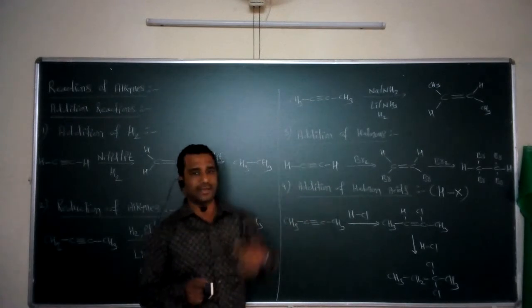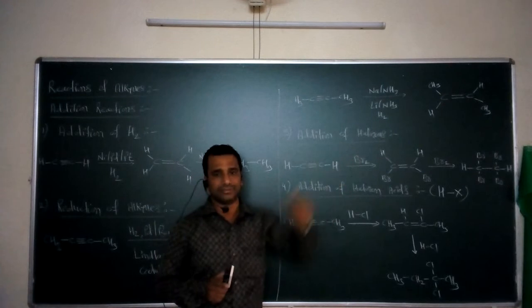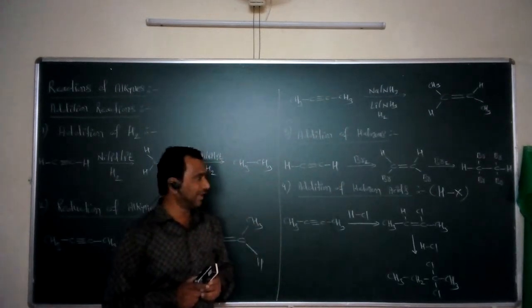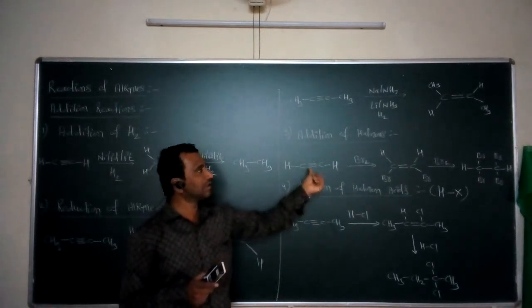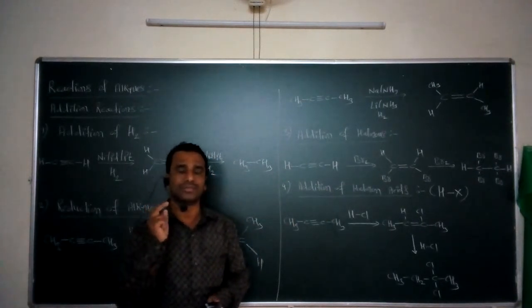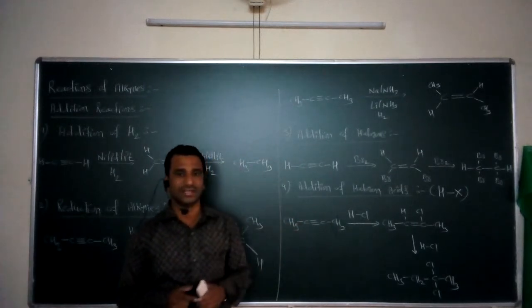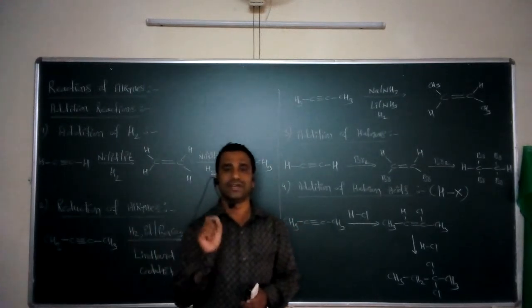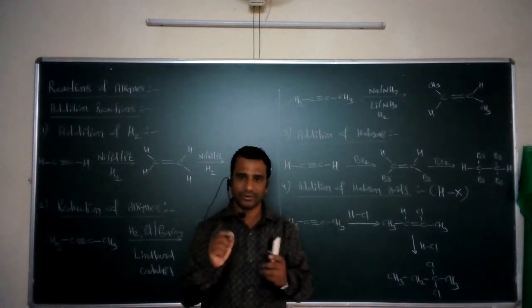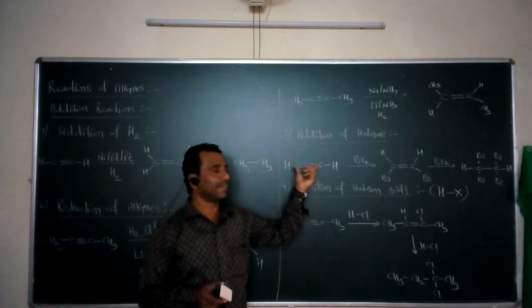The third important type of addition reaction shown by these alkynes is the addition of halogens. Whenever halogens are added to the alkynes, what happens? We have to take 2 moles of the halogens. When these 2 moles of halogens are added to these alkynes, we get the tetrahalogen derivative of the alkanes. For this purpose, we take a simple example of an alkyne, acetylene.